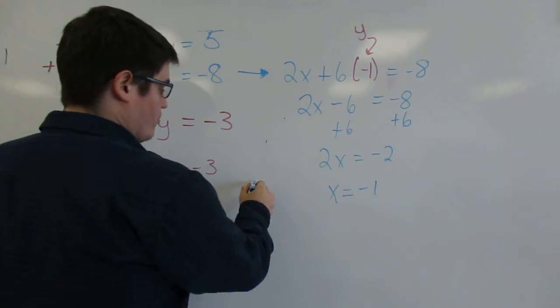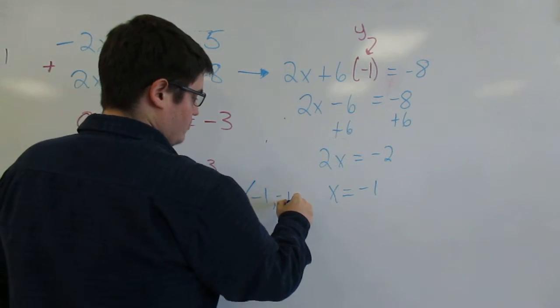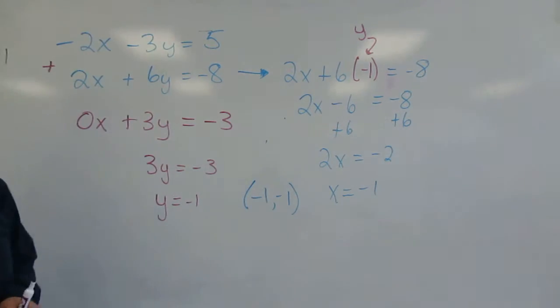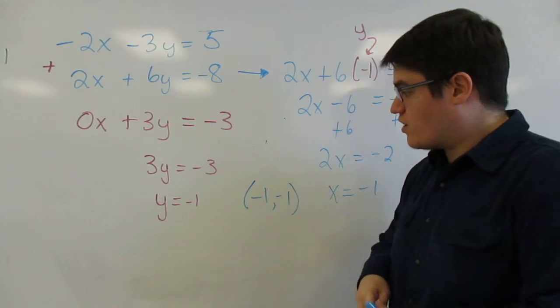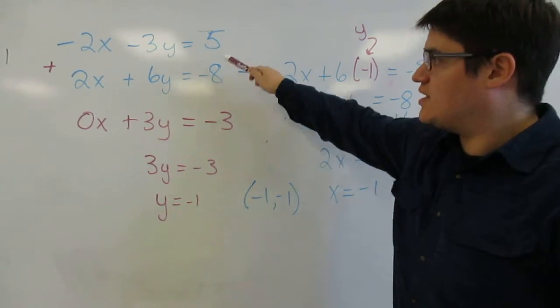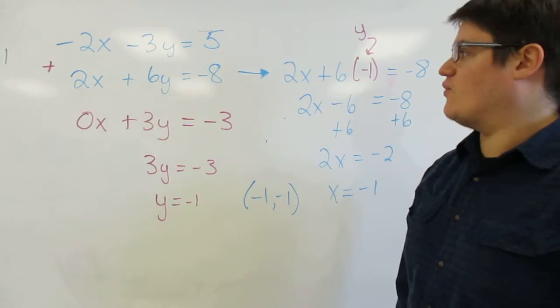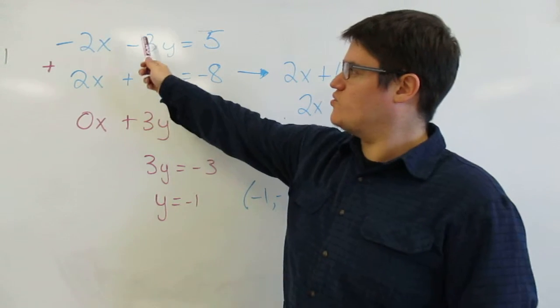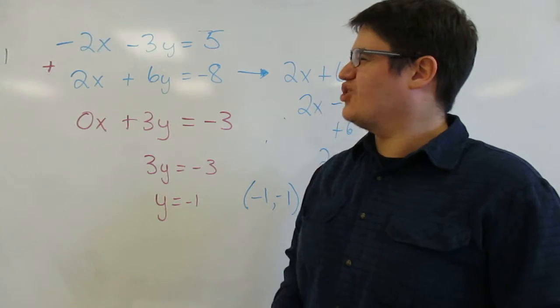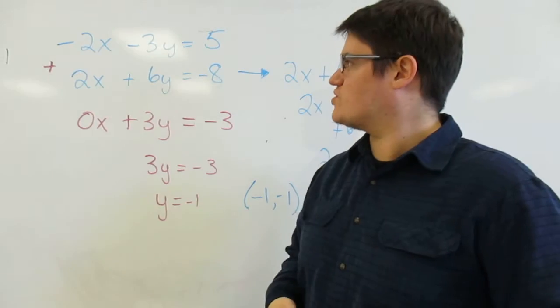Now we just write it as an ordered pair, x and y. So again, this ordered pair is where these two lines intersect. And we were able to solve this using the elimination method. You see, if you were to use substitution, it might get a little bit sloppy, depending on which one you solve for.